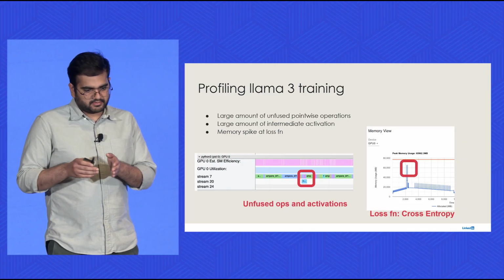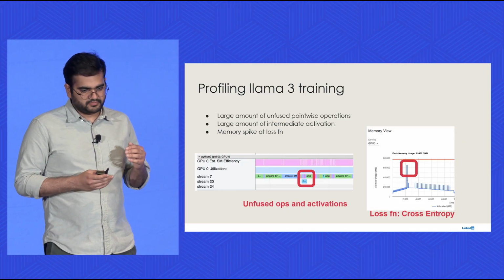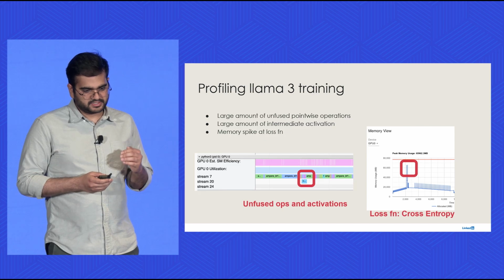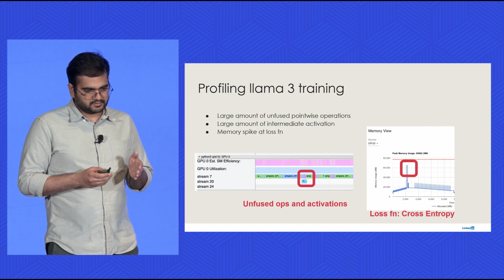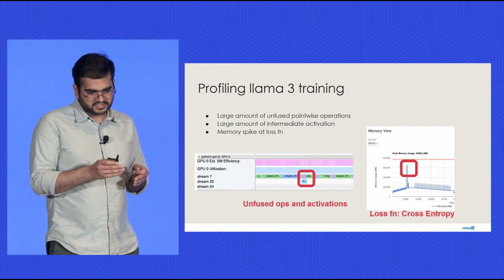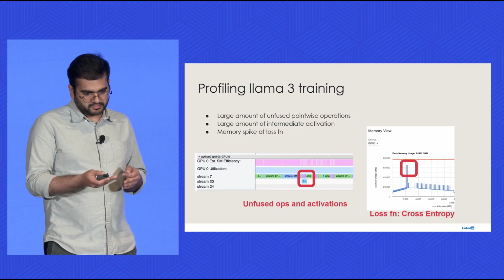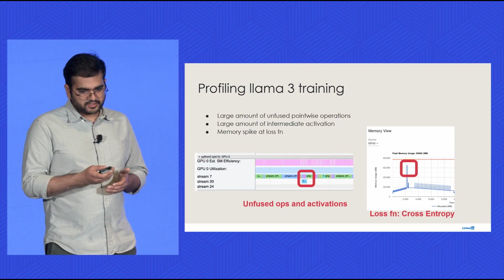The other inefficiency that we see is that towards the very end of your LLM, in the very last layer, when you're calculating the cross entropy, we begin to see very huge memory spikes. In this figure, you can see we are reaching a usage of around 60 GB for the cross entropy function. So let's try to tackle these things.